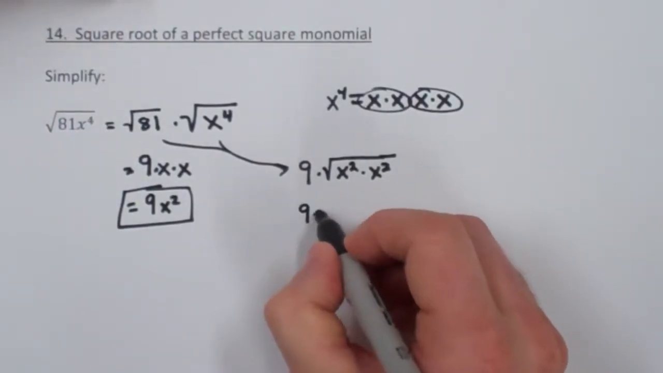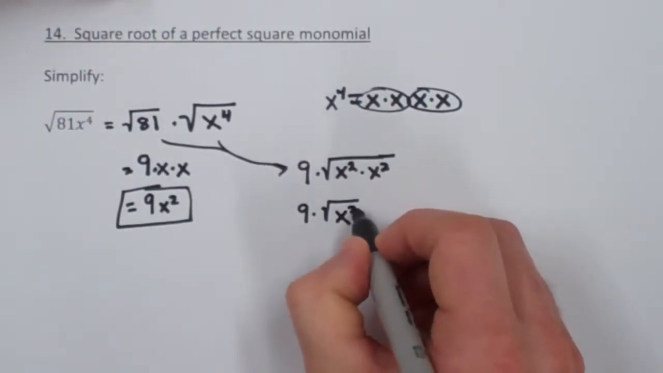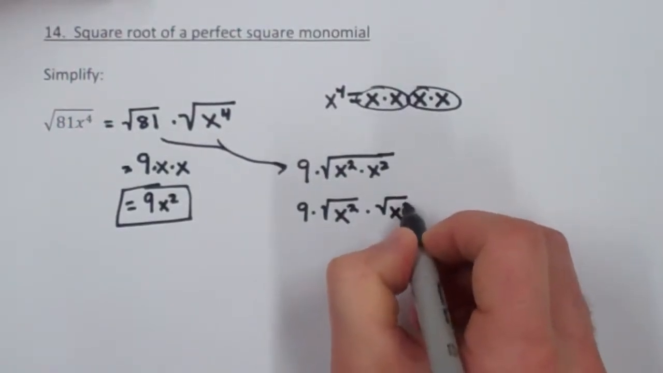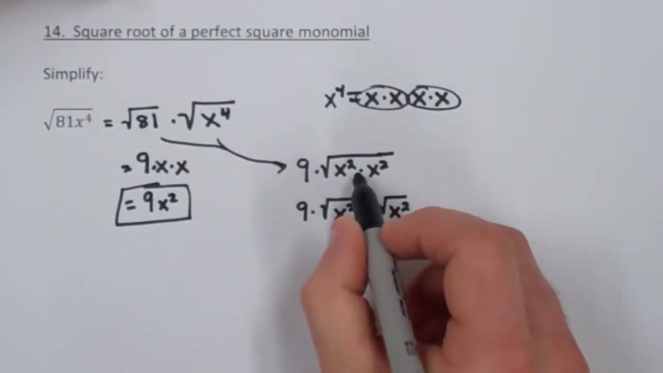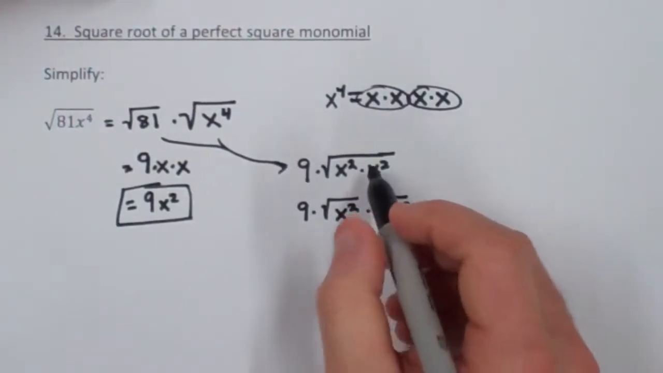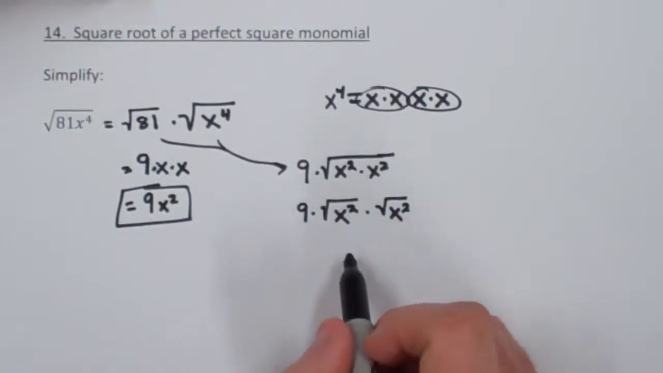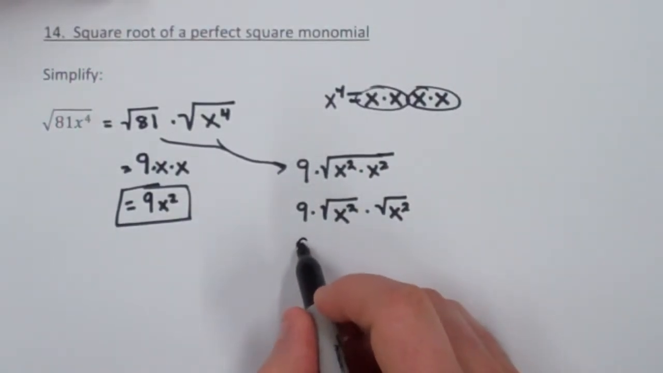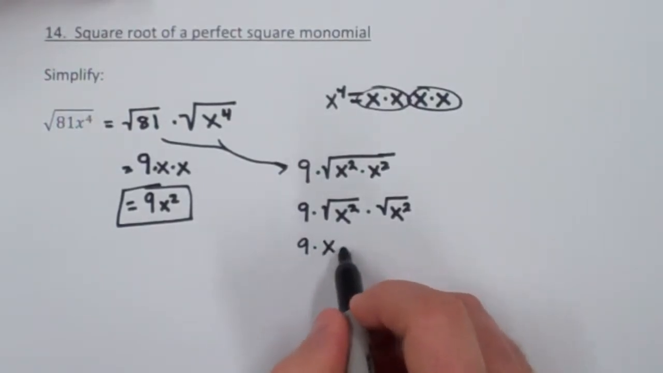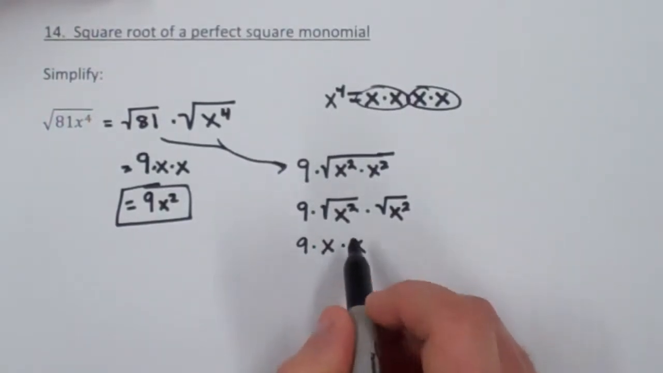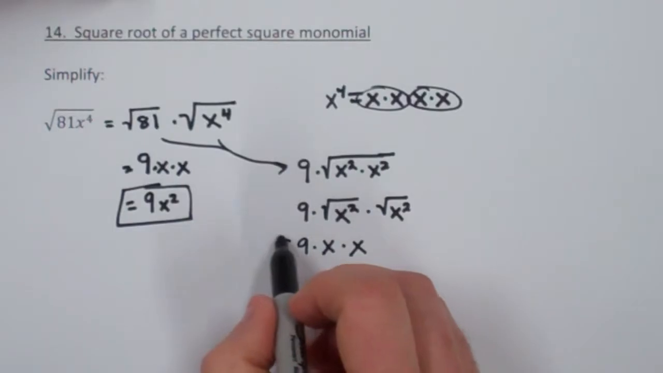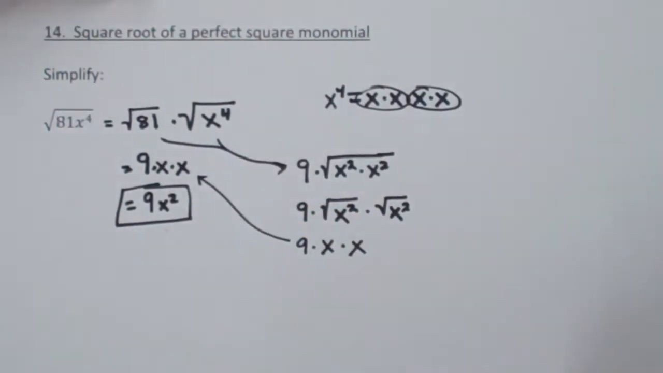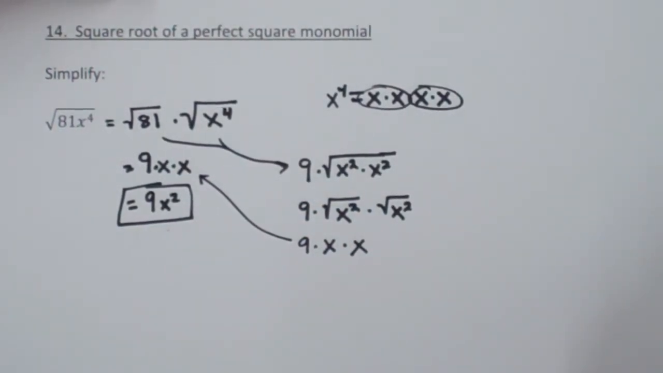So we can change this to the square root of x squared times the square root of x squared. That's an allowable move when you're multiplying. Don't ever do that if it's a plus or a minus sign. But if you're multiplying, you can break it up like this. And we can see that the square root of x squared is x, and the square root of x squared is x. And so that takes us right back to this step, and then we can go ahead and rewrite as needed.